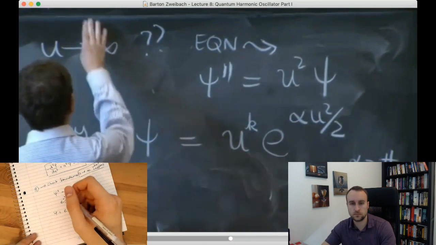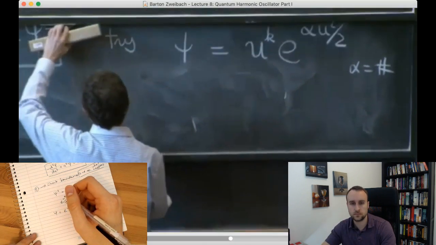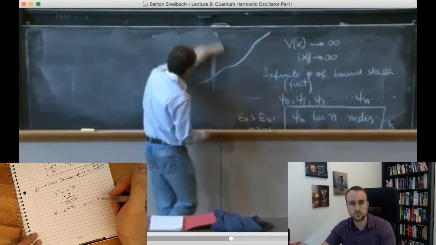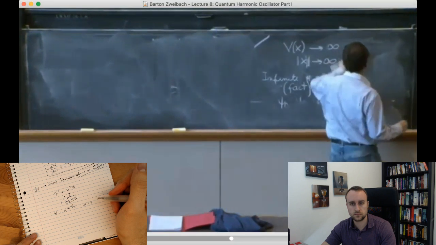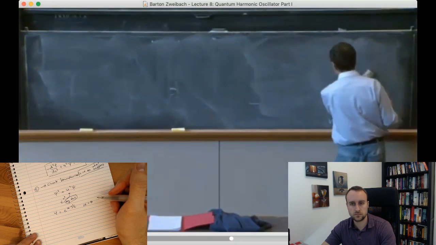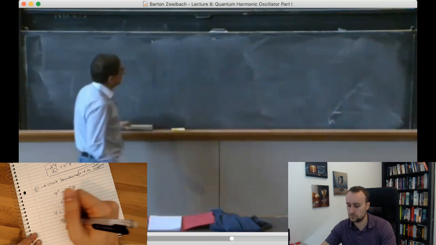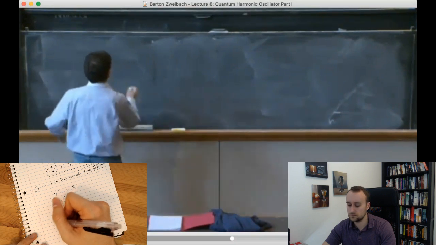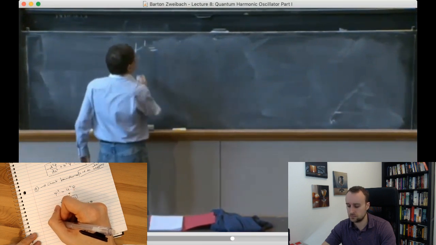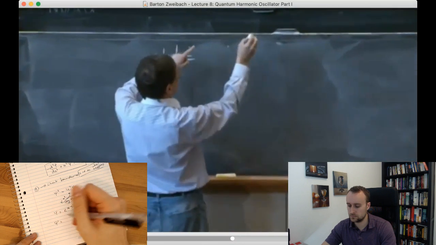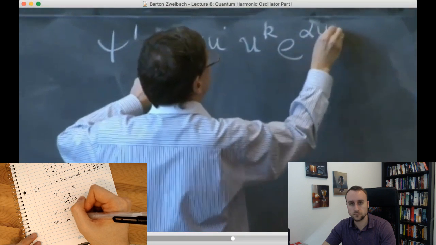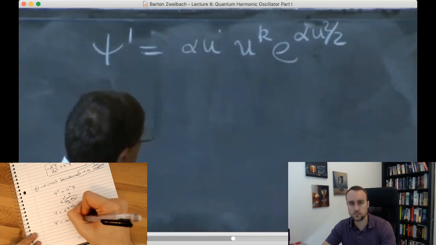So let's see that. For that, I have to differentiate, and let's see what we get. We're trying to see how the function behaves far, far away. You might say, look, probably that alpha should be negative, but let's see what the equation tells us before we put anything in there. So if I do psi prime, you will get one term that will be alpha u times this u to the k e to the alpha u squared over 2, where I differentiated the exponential.